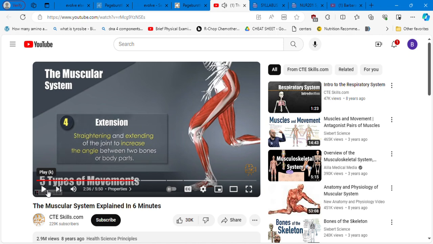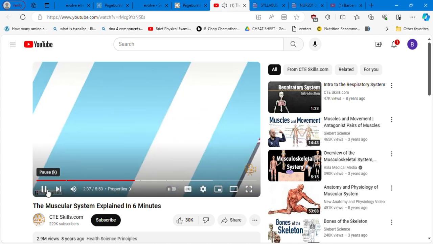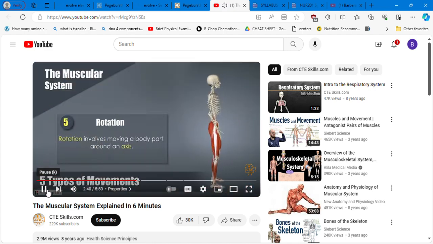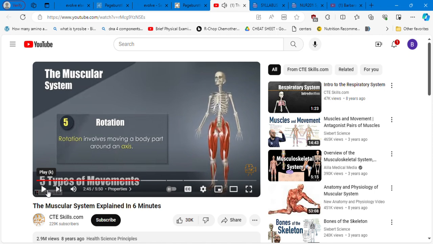Also, if a patient is having a knee replacement, these instructions are going to cover flexion and extension activities. And lastly, rotation involves moving a body part around an axis. If a patient is getting breast surgery and they are removing the breast, they are going to give you instructions to avoid rotation of the extremity related to that breast that had surgery.